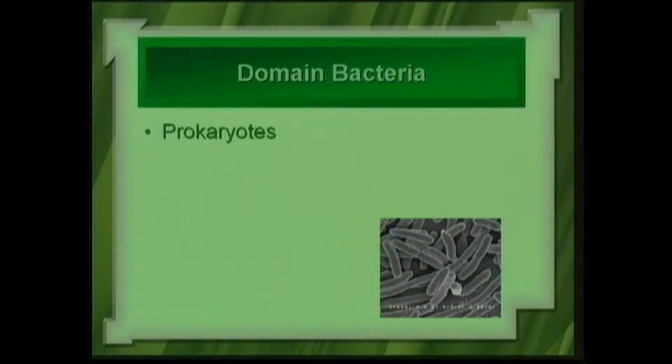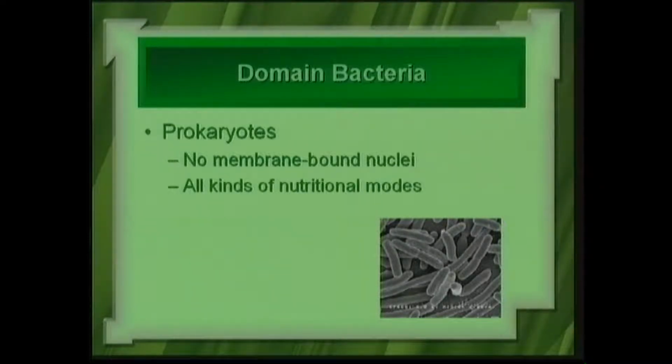So the domain Bacteria includes the prokaryotes, and here you have Escherichia coli, a coliform bacteria. They live in our gut. The prokaryotes include this type, and these, of course, do not have membrane-bound nuclei. So prokaryote, before a nucleus. The different kinds of prokaryotes in the domain Bacteria don't have membrane-bound nuclei. They also do not have membrane-bound organelles. They also have all different kinds of nutritional modes.